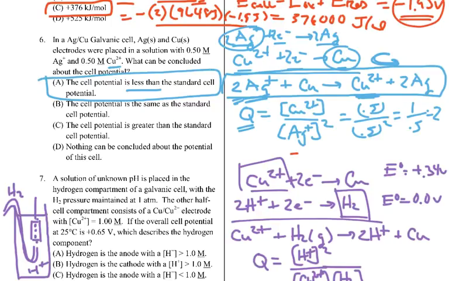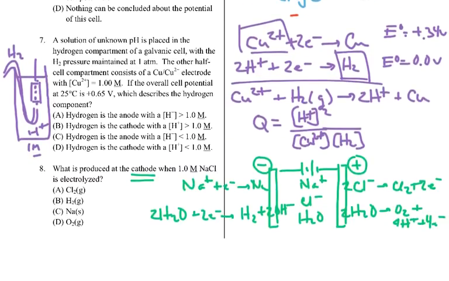Okay, go to number 7. Number 7 says a solution of unknown pH is placed in a hydrogen compartment of a galvanic cell. Now that we've talked about it, you just have to know what that is. And I tried to draw a little simple picture. So you'd make a cell, and what you'd have is a beaker with 1 molar hydrochloric or 1 molar hydrogen ions, and we'd have a little platinum electrode, neutral, with hydrogen gas bubbling over it.